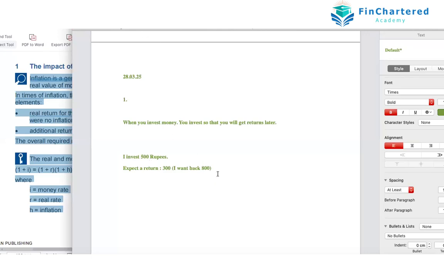Yes, Kittu, that's right. So this is the actual return that I'm looking for, right? When I invest in a project, I actually want that project to give me back money, a real income, a genuine income, right? So this return is known as a real return. So in this case, my real return is 300.